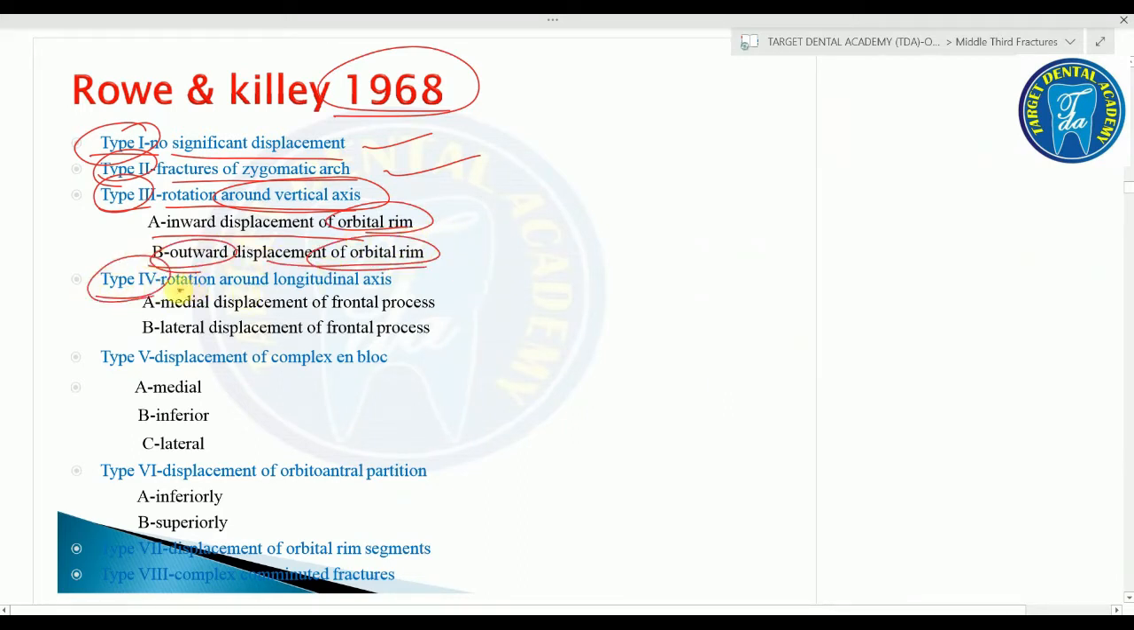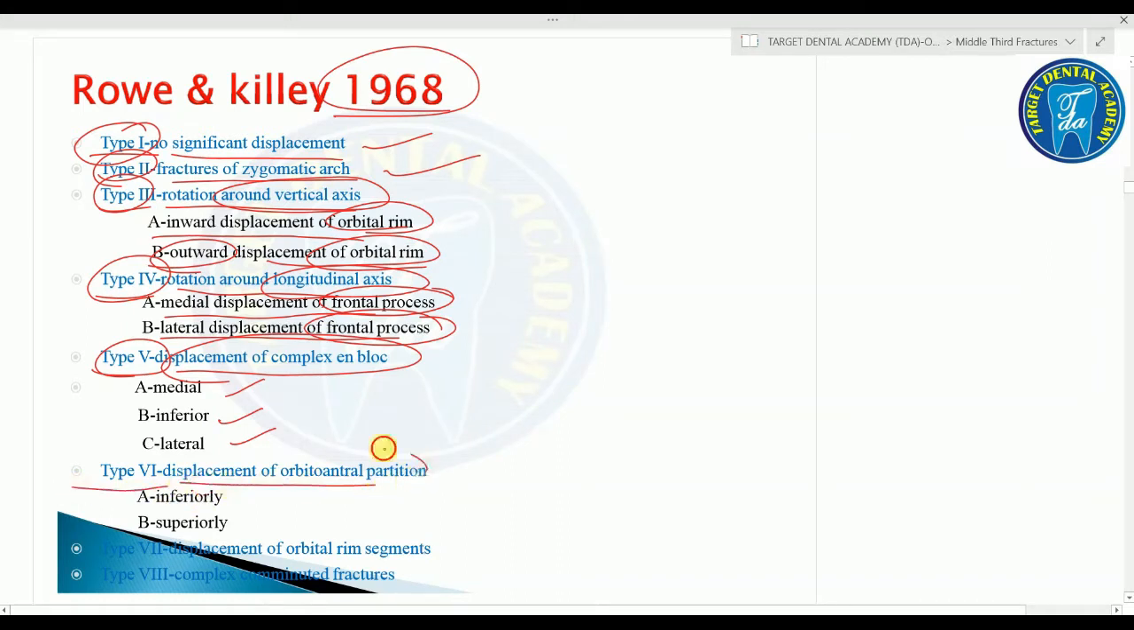In type 4, we have the rotation around the long axis, in which there is medial displacement of the frontal process, lateral displacement of the frontal process. In type 5, we have the displacement of the complex en bloc, in which we have medial, inferior and lateral surfaces. While type 6, we have the displacement of the orbitoantral partition, which can be superior and inferior. Type 7 involves the displacement of the orbital rim segments, and type 8 involves the complex comminuted fractures.